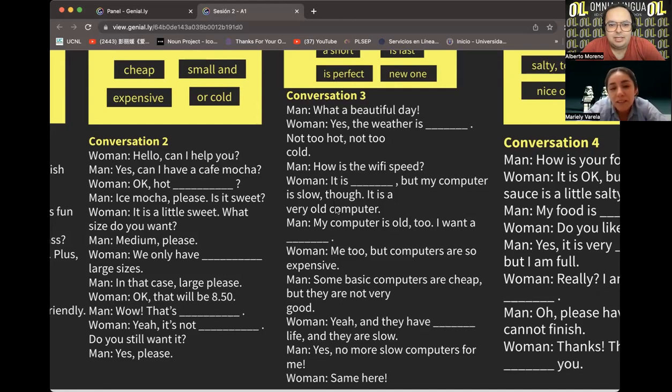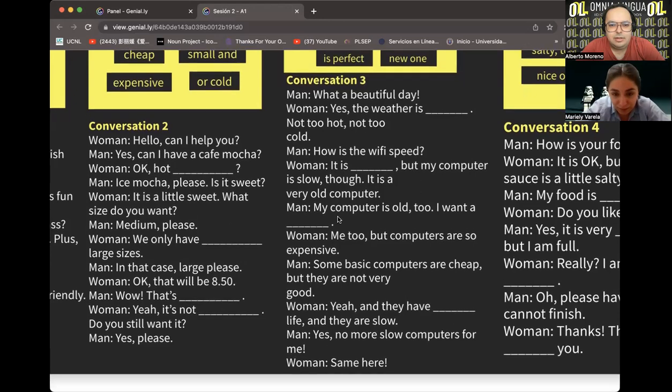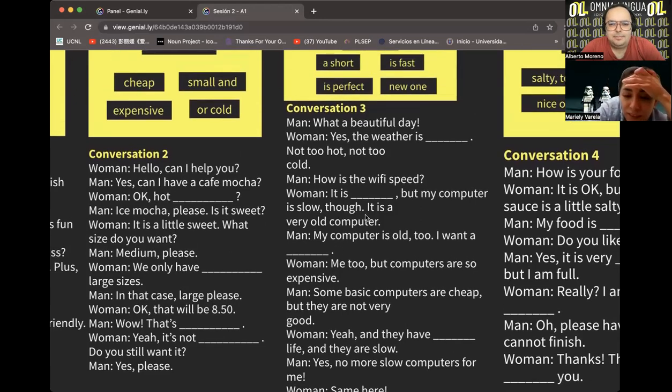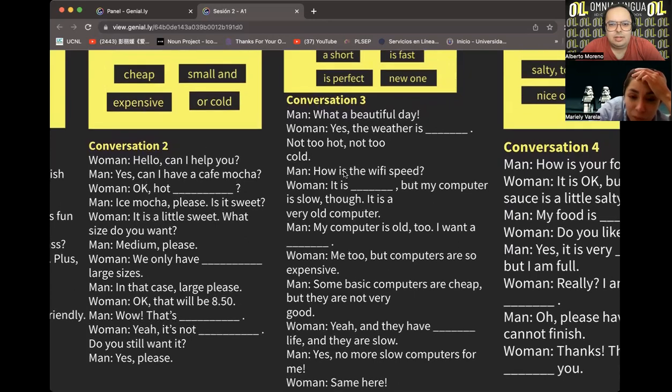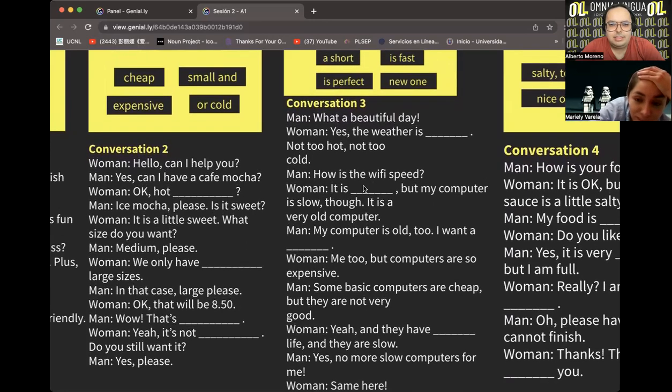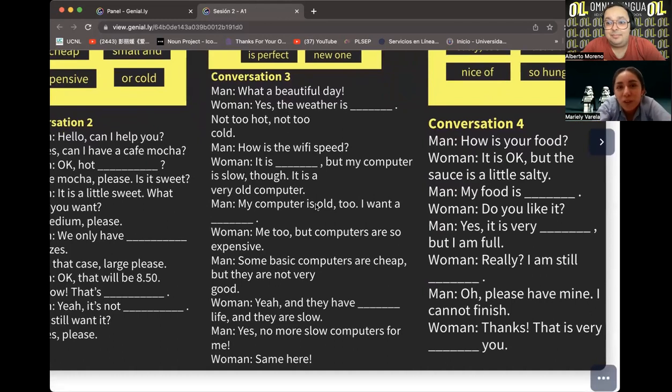Otra palabra que vi aquí. What a beautiful day. The weather is too hot. How is the Wi-Fi speed? It is okay, my computer is slow. Aquí. Slow. Sin la E. Slow. Mucho mejor. Ahora, speed. Muy bien. Nada más acuérdate. A todas las S más consonante les tengo que quitar la E. Okay.